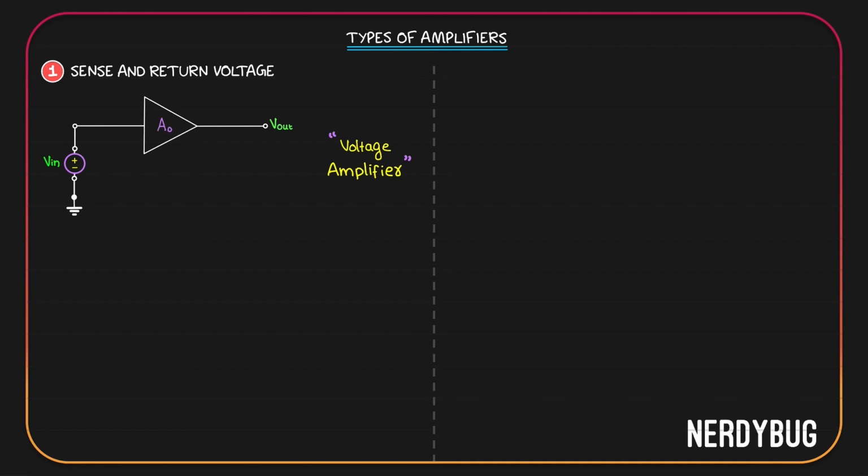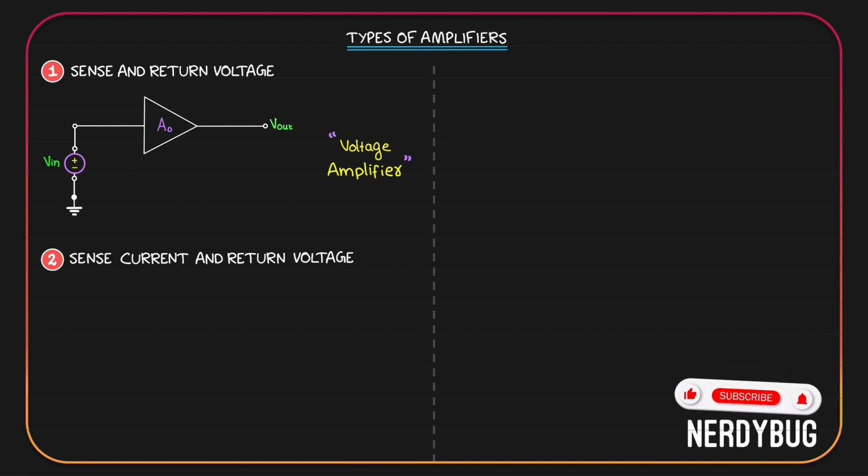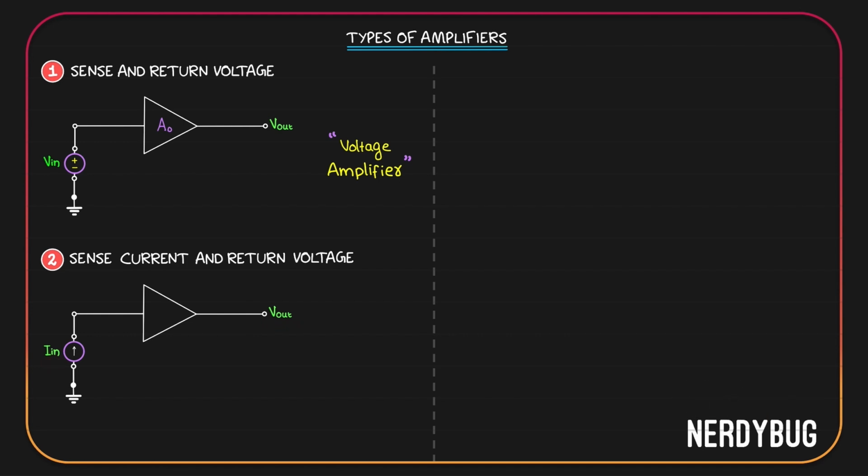We can also have an amplifier with a current as its input and a voltage as its output. An amplifier that senses current and returns a voltage. It will look like this. Here the gain will be V out divided by I in. It is voltage divided by current. It will have the dimensions of a resistance, or in general we can say impedance. Let's call the gain R naught. Such an amplifier will be called a trans-impedance amplifier.